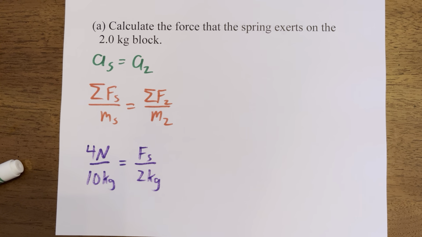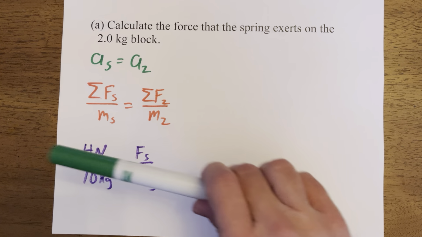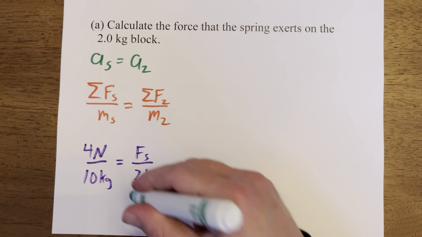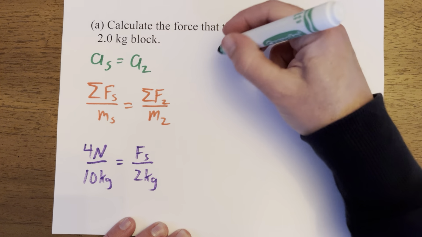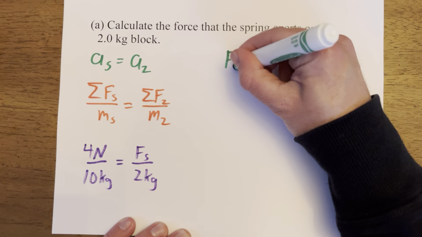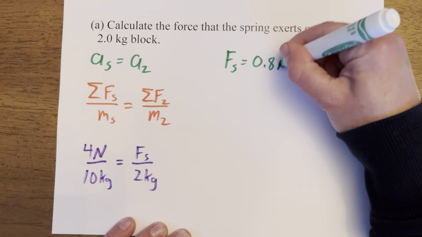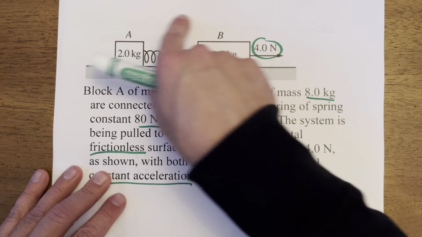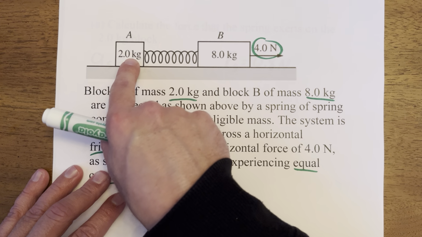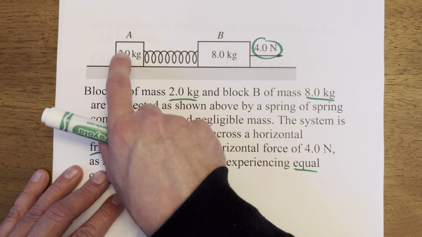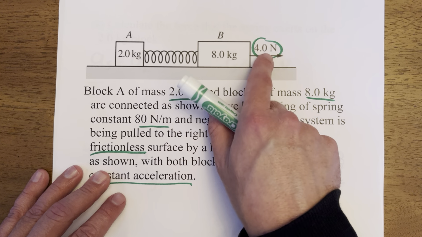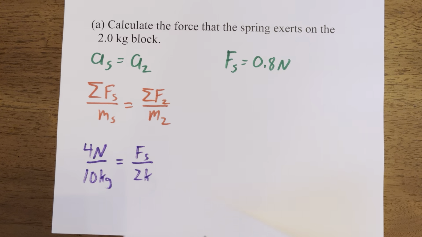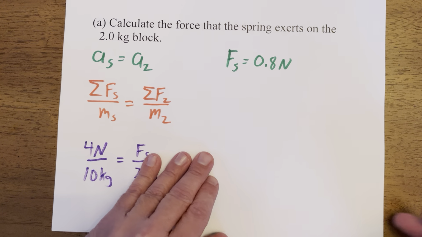So I simply multiply the 2 up to the other side. 4/10 is the same thing as 2/5. Multiply that by 2, you get 4/5, so the force of the spring is 0.8 newtons. You could also think about this in terms of proportional reasoning. Since 4 newtons accelerates 10 kilograms, then to move only 2/10 of that, or 1/5 of the mass, we only need 1/5 of this force. And that would also get you back to 0.8 newtons.